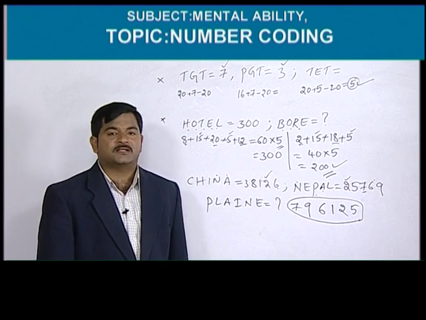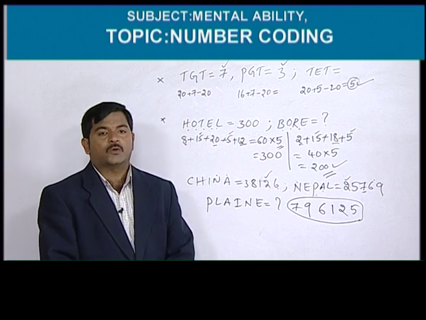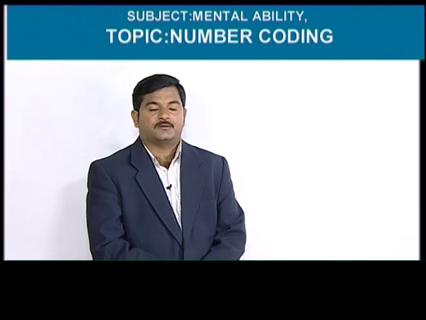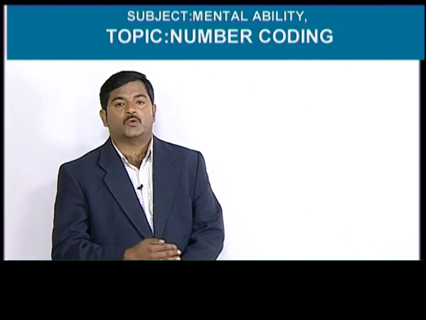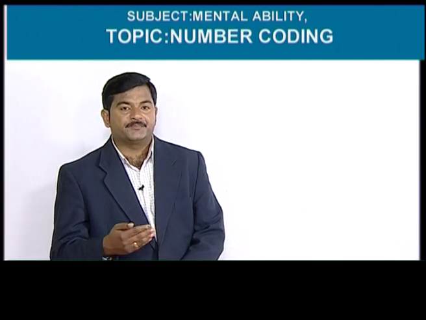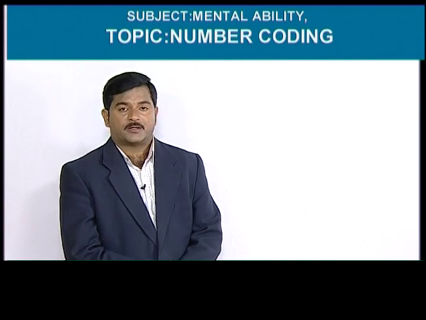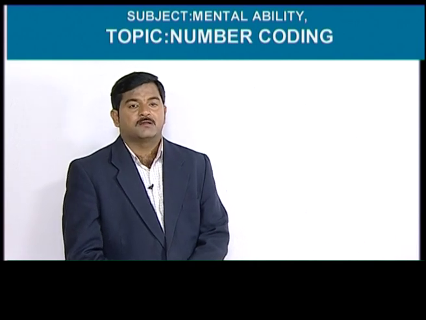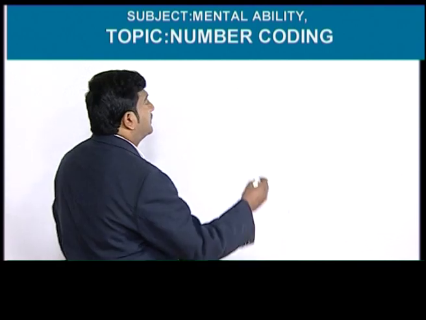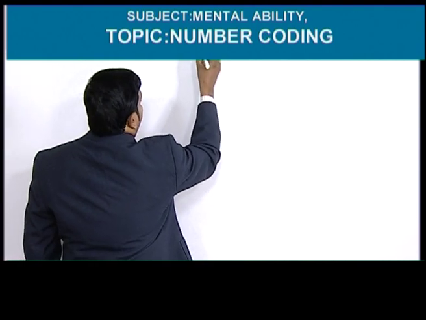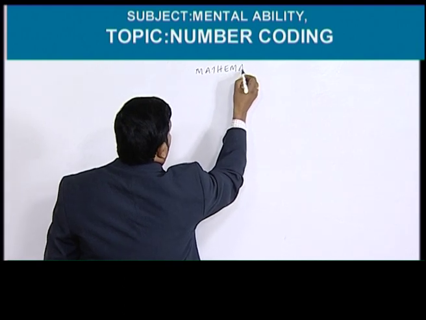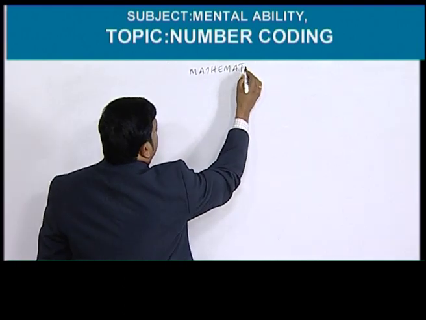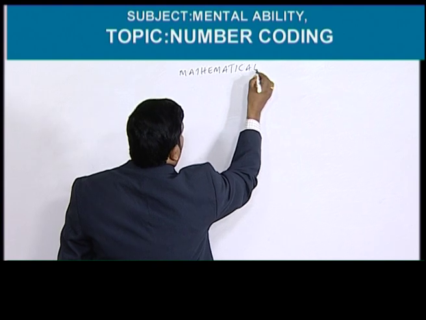Next we will discuss some other type in coding decoding. We finished number coding, so with this, two types are finished in coding decoding. One is letter coding and the second one is number coding. Now we will discuss one more type, that is mathematical coding. The third type in coding decoding is mathematical coding.